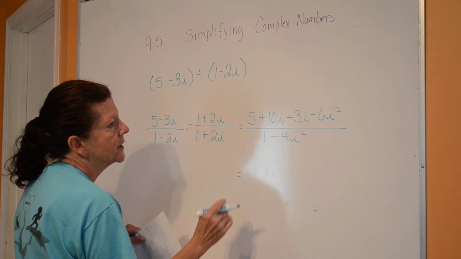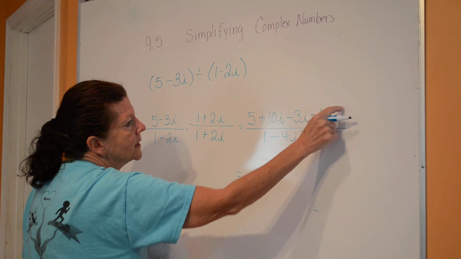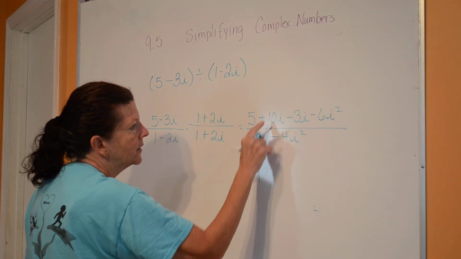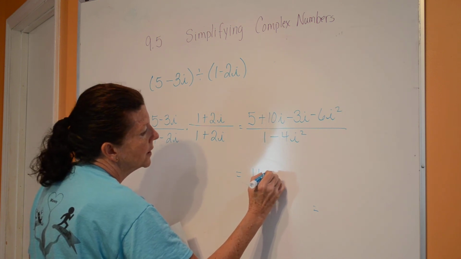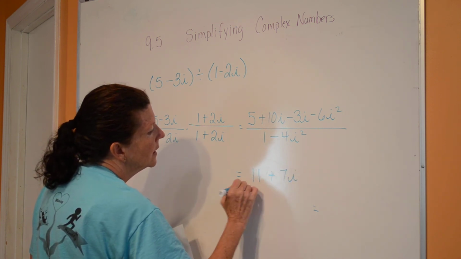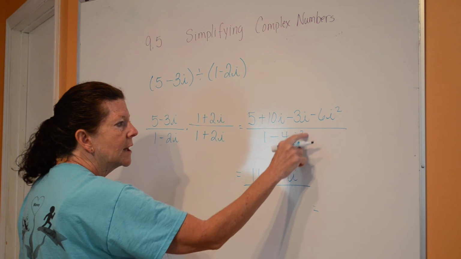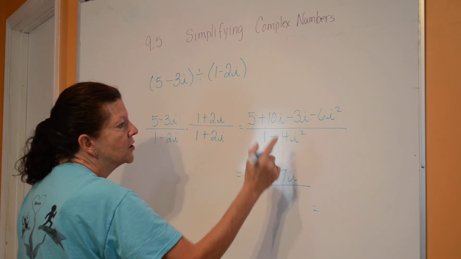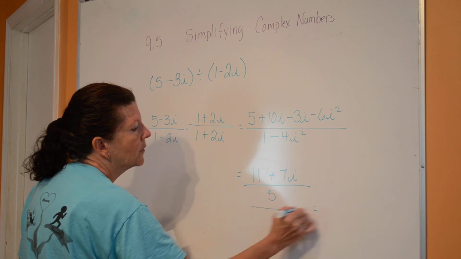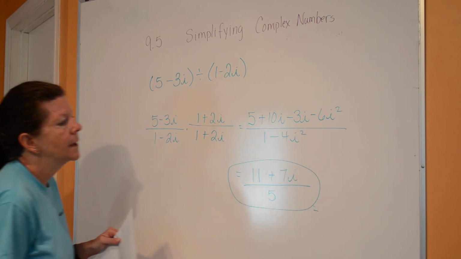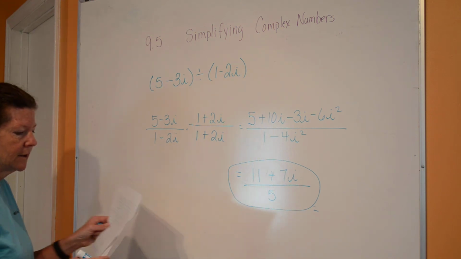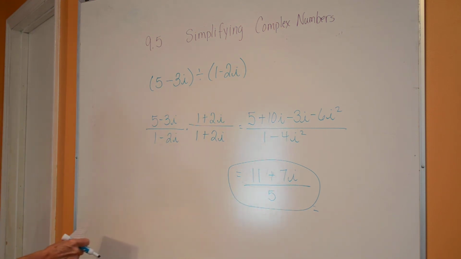So combining on the top, this, remember, is a -1. So I actually have 5 plus 6, which is an 11. And that's 11 plus 7i. Then on the bottom, this is going to be a negative, which makes this -4 times -1, which is +4. So I'm going to have a 5 underneath that. So your final answer there is 11 plus 7i divided by 5. All right, now you try one.